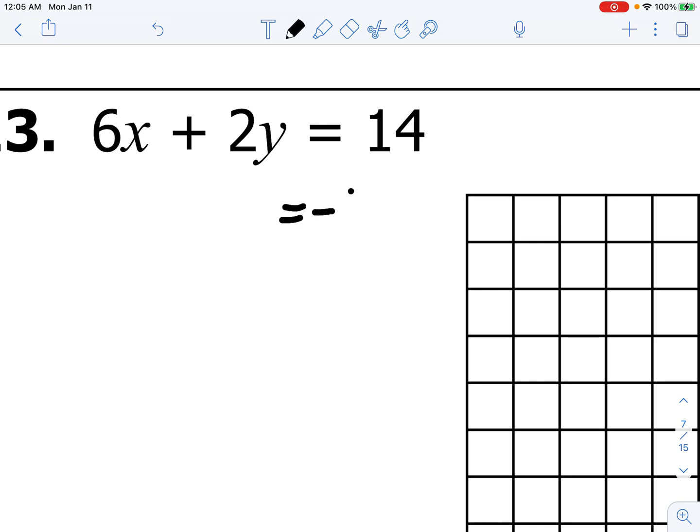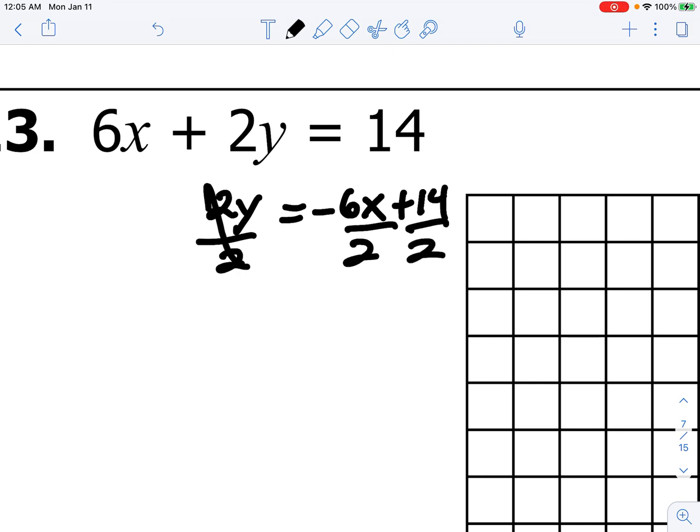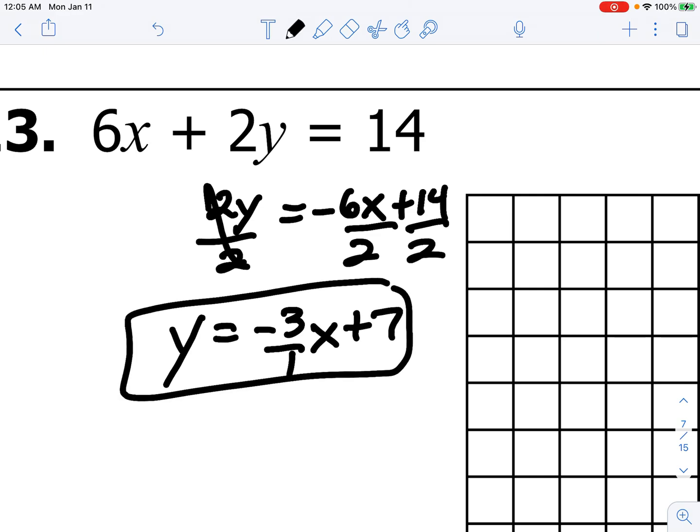Step 1, take the x, move it to the other side, and change the sign. Step number 2, drop the y down, drop the number down. Step number 3, divide all the way across. So we get y equals -6 over 2, which actually reduces to -3 over 1. And then 14 divided by 2 is 7.